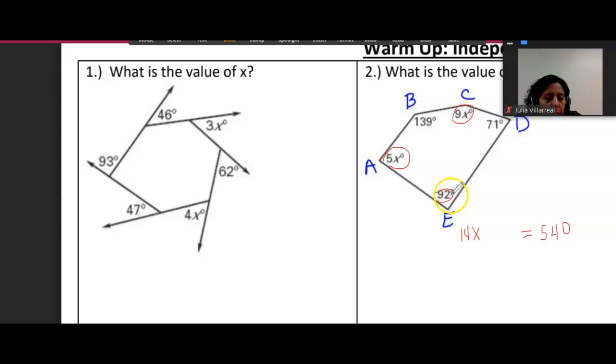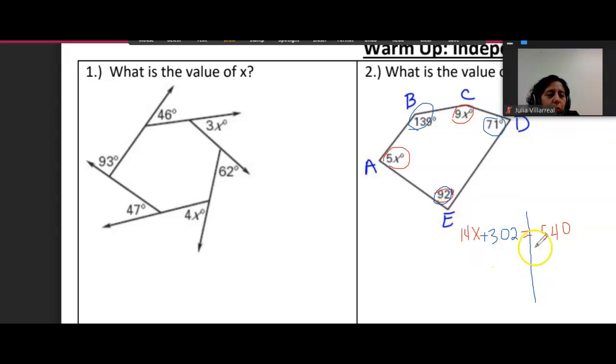So let's see, 92. I'm going to put them in blue. 92 plus 139 plus 71. Can you guys add that? So 92 plus 139 plus 71 gives me 302. So plus 302. There we go. And now I draw a line down the equal sign and I solve it.